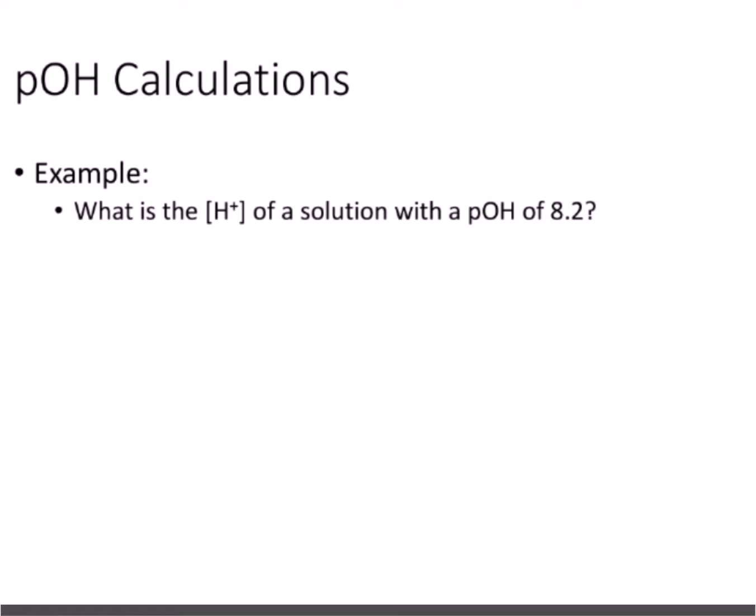Let's jump into an example. We're going to do this example both ways. I want to show you guys both methods so that you can choose which way you like better. All right, I'm going to leave that choice up to you. So it says, what is the hydrogen ion concentration of a solution with a pOH of 8.2? Now, we got to figure out first, how many steps do I need to go through to get to my final answer? So here we go.